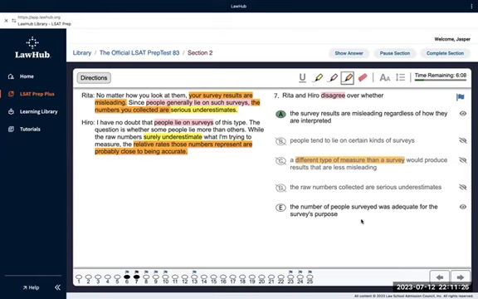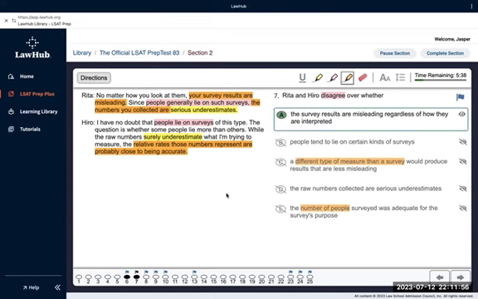E, the number of people surveyed was adequate for the survey's purpose. Neither of them actually talks about the number of people. Hiro talks about numbers being collected, but that doesn't necessarily refer to the number of people that those numbers are collected from. Yeah, Hiro doesn't mention number of people. So that would be out of scope as well. So the correct answer must be A.